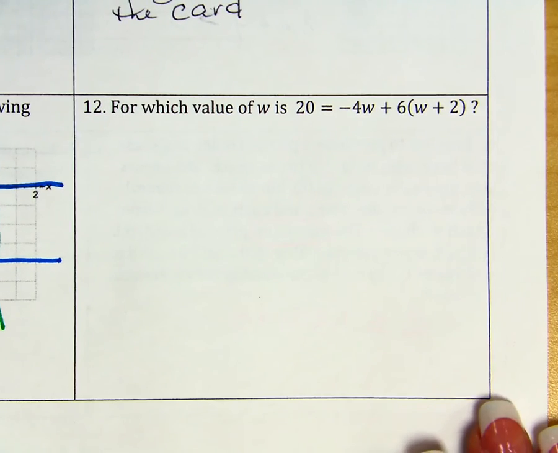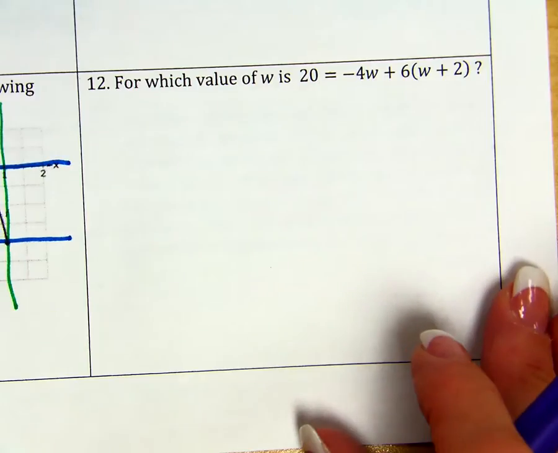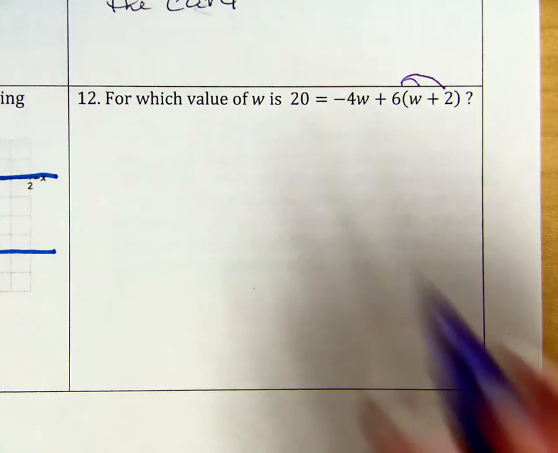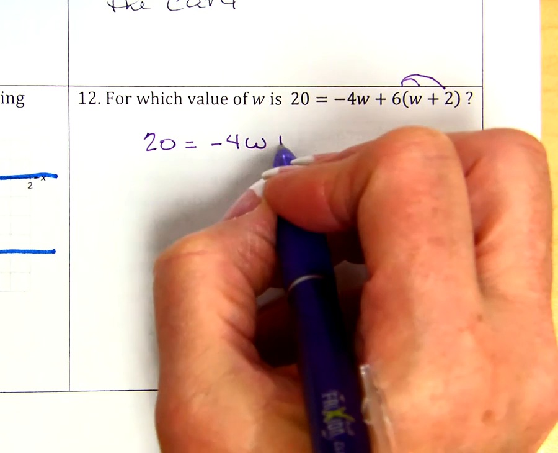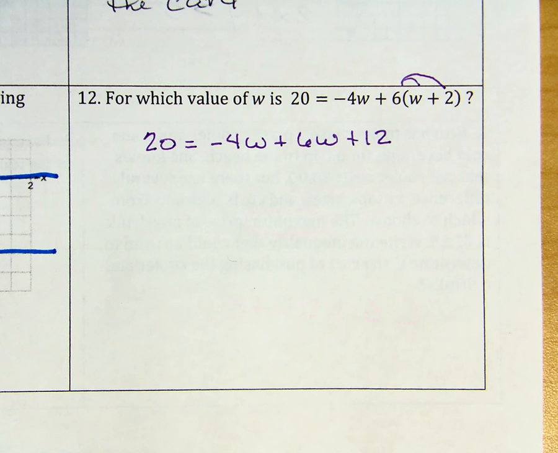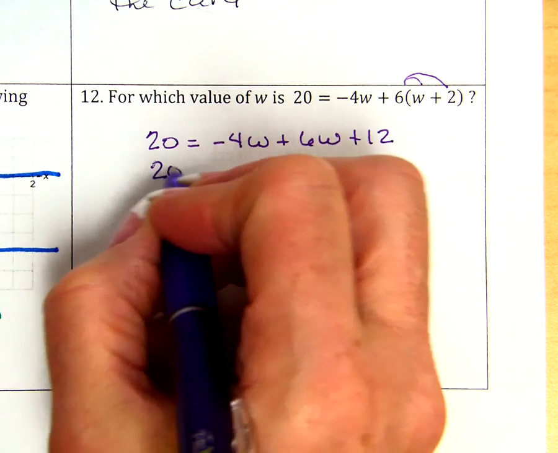Our final question, for which value of w is 20 equal to all of that? This is simply solving an equation. We don't have to worry about flipping or any of that situation, because this is not an inequality. This is just a straight equation. So we're going to have 20 equals -4w plus 6w plus 12. Now that was part of our simplifying process, but we're still not finished with the simplifying. We still have some like terms to put together.